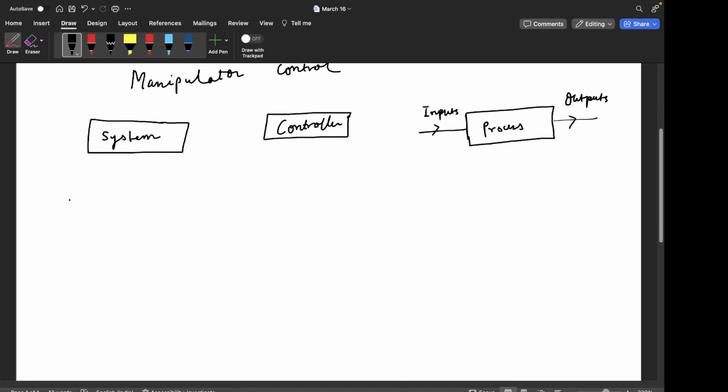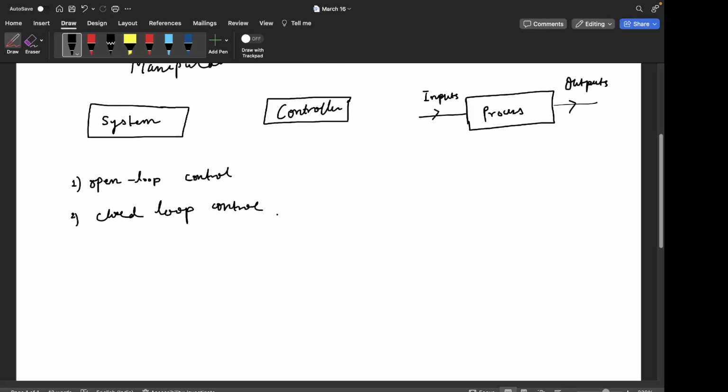Now you would have heard two types of control strategies. One is open loop control and the second is closed loop control. First we will see what these two terminologies mean, and whenever you hear these terms, what idea you get about the control structure that is in discussion.